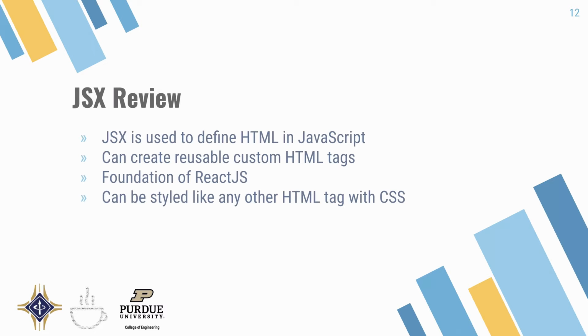And now JSX. JSX is basically used to define HTML in JavaScript. We use it to create reusable custom HTML tags. We can treat it the same way we treat HTML. We can use CSS the same way, and we can give it attributes and stuff like that.